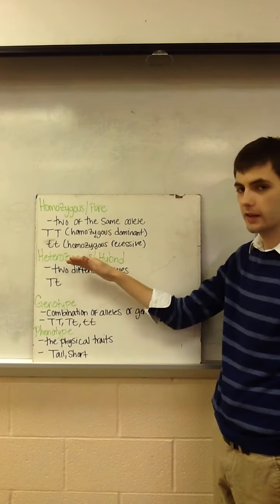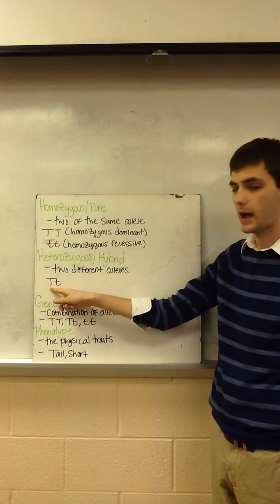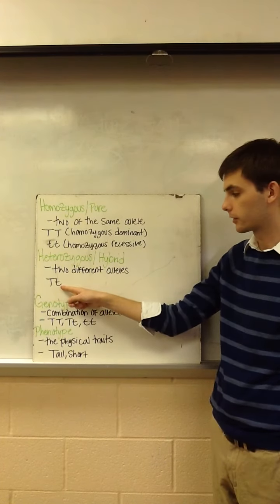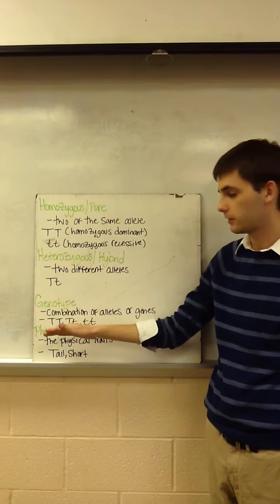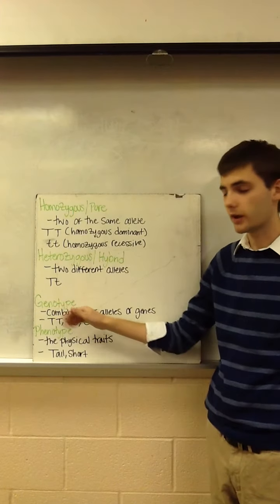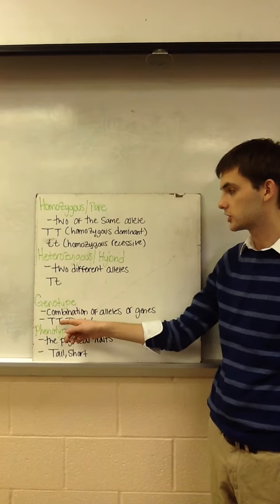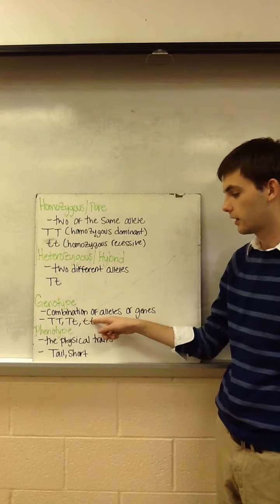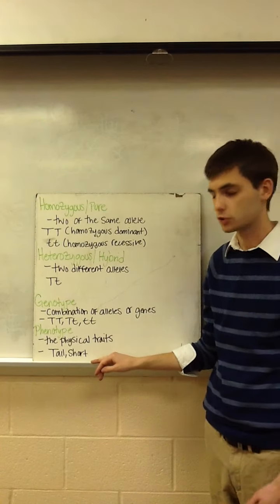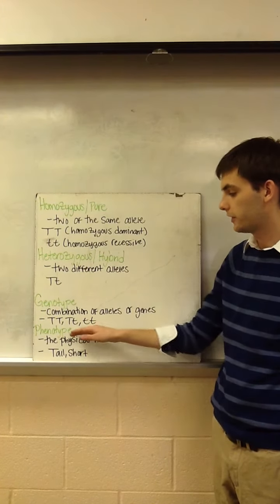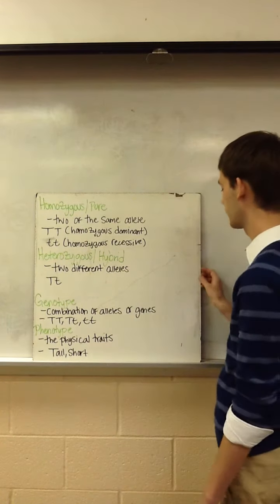You can have heterozygous or hybrid, which is two different alleles. So that's one capital letter and one lowercase letter. And there's a difference between genotype and phenotype. An organism's genotype is the combination of alleles or genes. So it's the combination of the letters, dominant and recessive. And these are some examples. Phenotype is the physical appearance or the physical trait of an organism. So for example, the phenotype of an organism could be tall, short, long, etc.